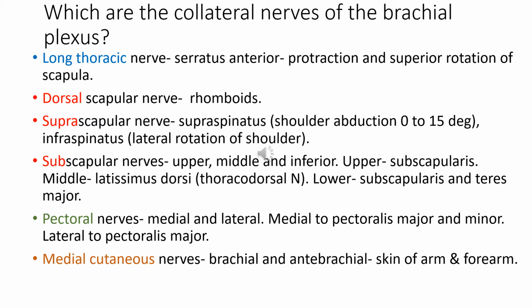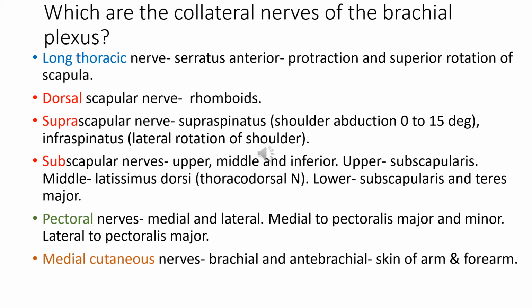Subscapular nerves are upper, middle and inferior. Upper one supplies subscapularis. Middle one goes to the latissimus dorsi and is also called thoracodorsal nerve. Lower one innervates the subscapularis and teres major.